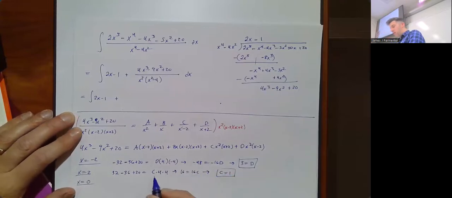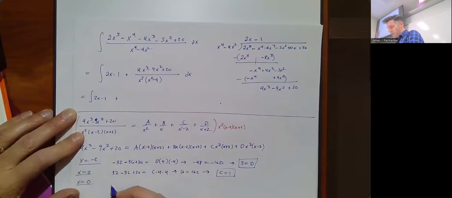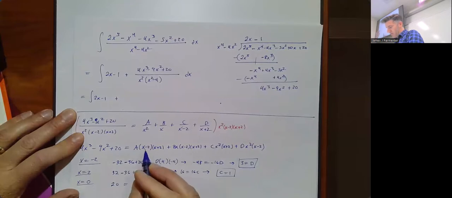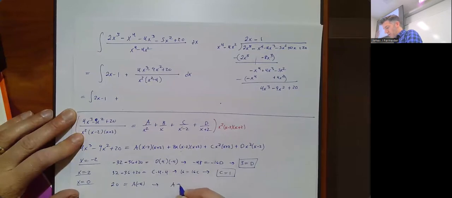Now I plug in x equal to 0. I get 20 on the left. I get a times negative 2 times 2, and all the other things are 0. So I'm getting a equal to 20 divided by negative 4, which is negative 5.